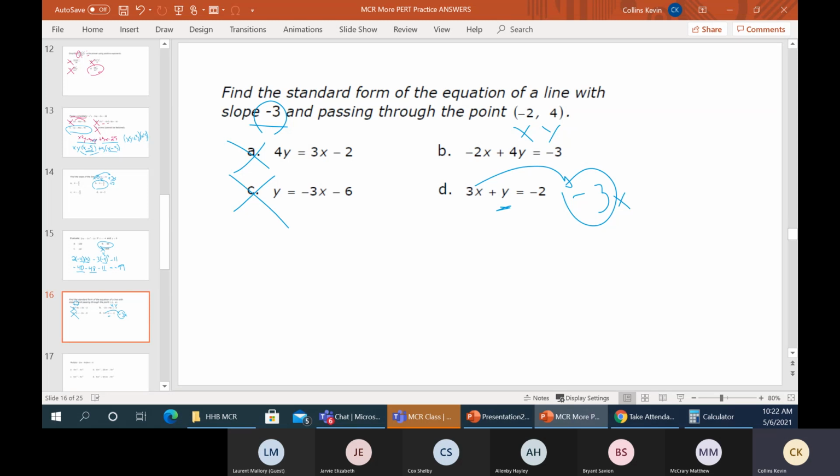No, that was fine. Then the other thing you could have done was you could have said, okay, I've got 3 times -2, because that's x, and then plus 4, that's y. Does that equal -2? So 3 times -2 is -6, plus 4 definitely equals -2. So that would work as well. Okay? Good.